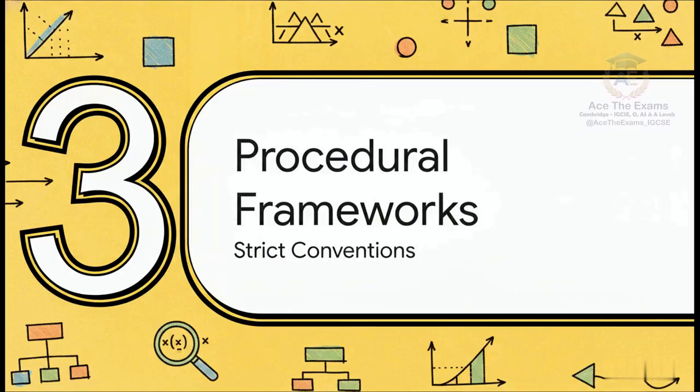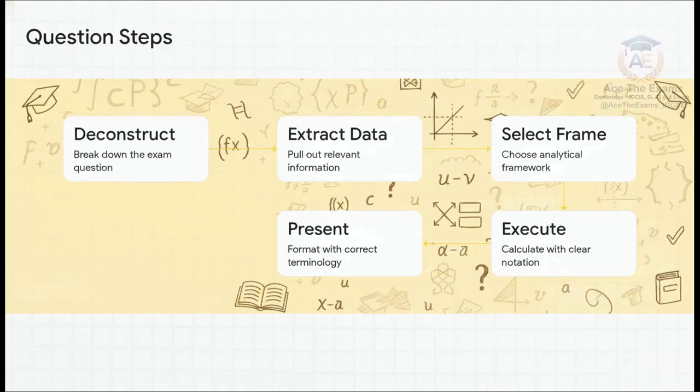All right, Section 3. Essential procedural frameworks. When you tackle any differentiation question, you really need a procedural framework that just triggers automatically in your brain. Step 1. Deconstruct the question. Step 2. Extract the relevant data, like identifying your u and v functions. Step 3. Select your analytical framework. Step 4. Execute with totally clear notation. And Step 5. Present your answer with the correct terminology. Following this exact 5-step sequence leaves absolutely 0 ambiguity for the person grading your paper.